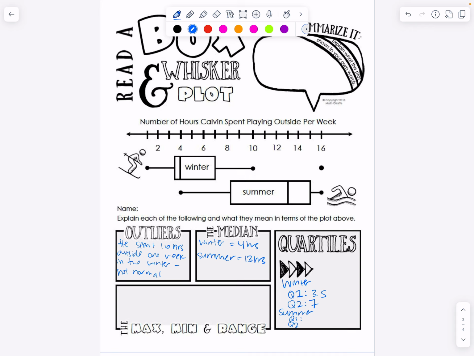And then for the quartiles, we would do the same thing. If we just start with winter, Q1, or the lower quartile, would be like here, where that lines up, so about 3.5. And Q3, again, would be kind of here, so 7. And summer, Q1, we see is right here around, I don't know, 8.25 or 8, but it's a little more than 8.